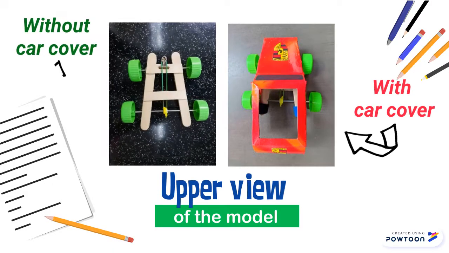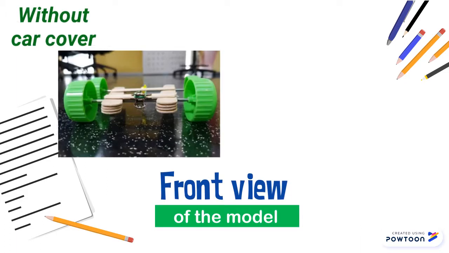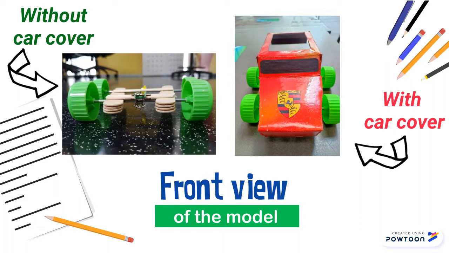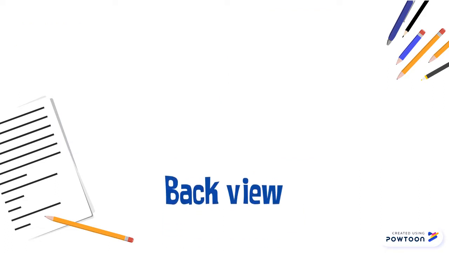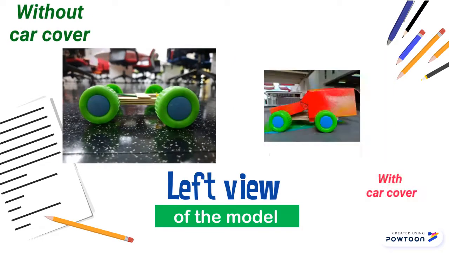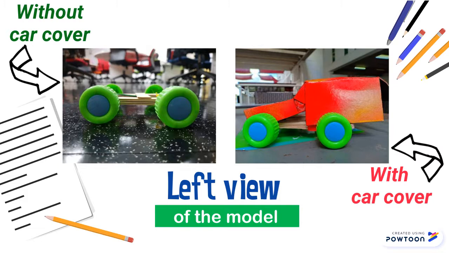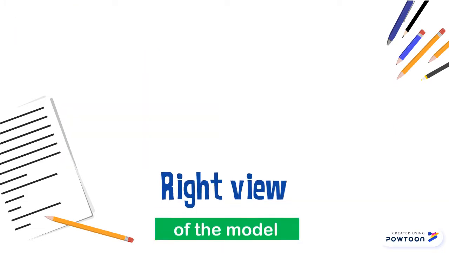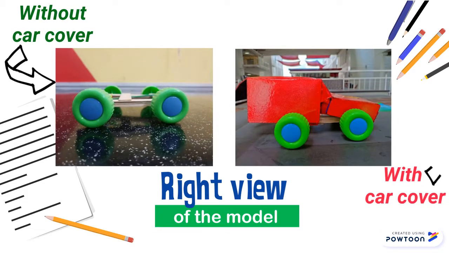This is what it looks like from the main angles. This is how the toy car looks like from the front. And this is how it looks like from the back view. The car looks like this from the left view. And finally, this is what the car looks like from the right view.